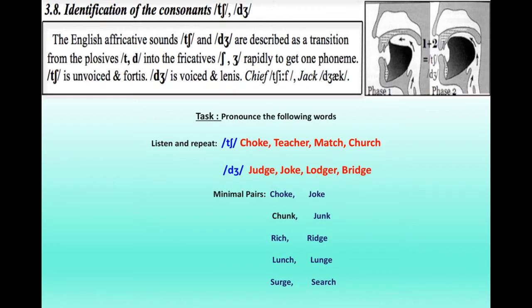Ch is voiceless and fortis, that is, produced with more force than j. J is voiced and lenis, that is, it is weaker in articulation than ch, like in chief and jack. Pronounce the following words. Listen and repeat. Ch: choke, teacher, match, church. J: judge, joke, lodger, bridge. Minimal pairs: choke, joke; trunk, junk; rich, ridge; lunch, lunge; surge, search.